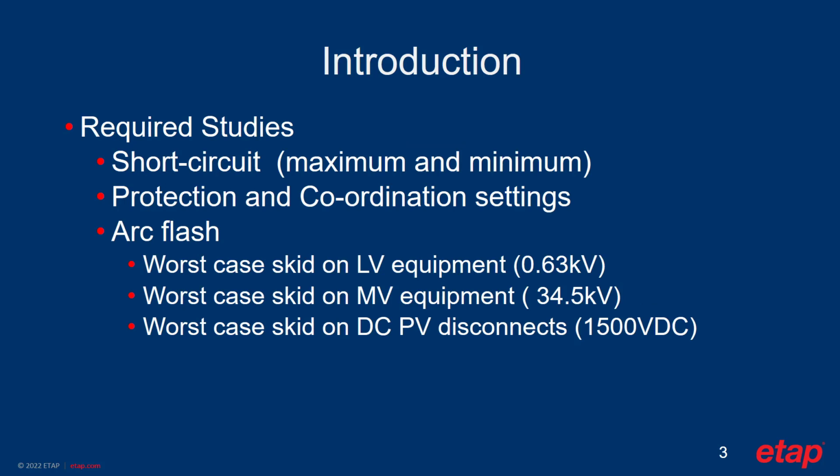The required studies within the scope of the project were to perform short circuit analysis for maximum and minimum short circuit currents, and a protection and coordination settings review, where we tried to evaluate the protection and coordination settings that were already given to us. We also performed arc flash analysis on the low voltage equipment on the inverter side, then the worst case incident energy analysis on the medium voltage equipment on the 34.5 kV substation side. In addition, we also performed the arc flash analysis for DC PV disconnects at approximately 1500 volts DC.